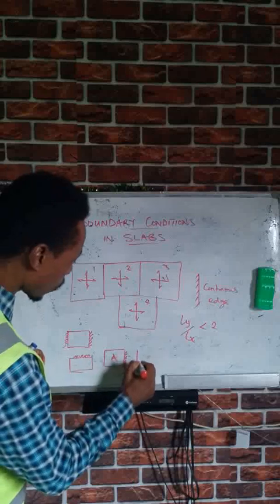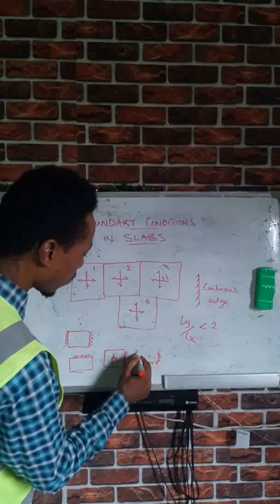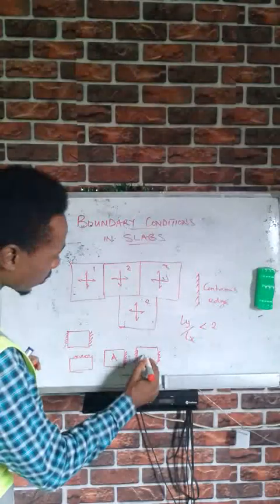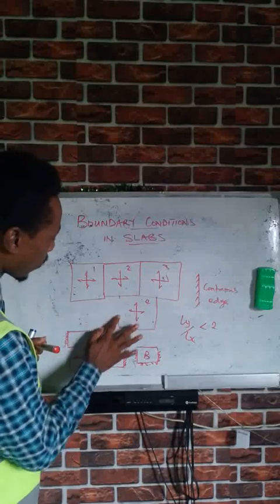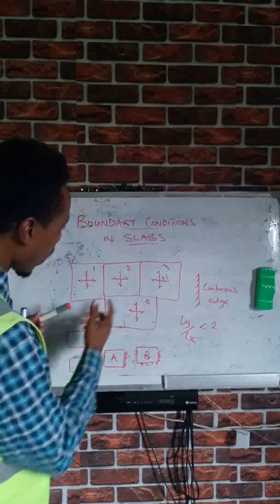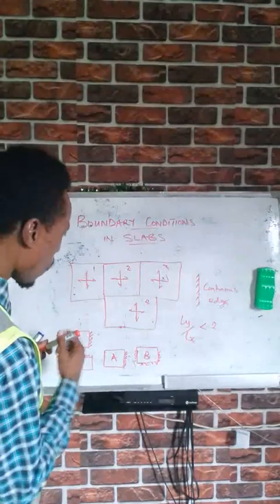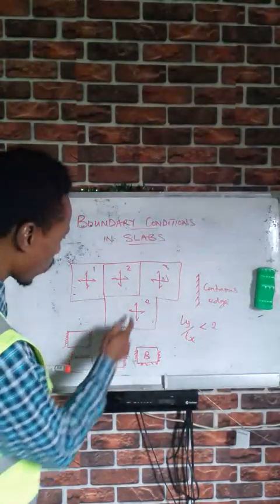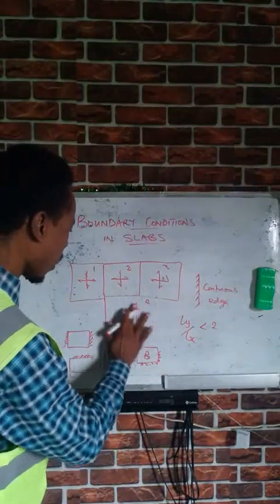Now panel 2 also satisfies this condition. We have a hinge at this point, a hinge at this point, continuous at this point, and free at this point. Let's assume this extends to this point; it means that panel 2 satisfies this boundary condition. Panel 3 also satisfies this condition because it is continuous at this edge and free.